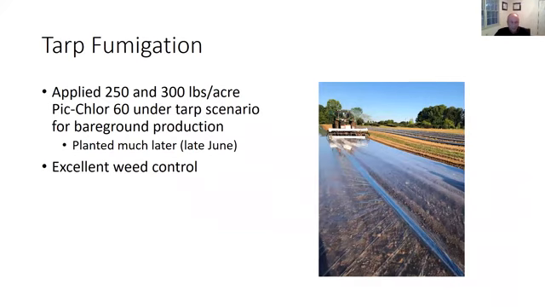We also did some tarp fumigation, and I understand that tarp fumigation is more common for sod fields and so forth. We don't use it a whole lot in veggie scenarios, but I did want to cover this because it provided excellent weed control. It was the first time I was able to help participate in the tarp fumigation. Here's folks from Trical laying that tarp in Watkinsville. We did 250 and 300 pounds an acre, Pic 60 under the tarp, and then a zero control.